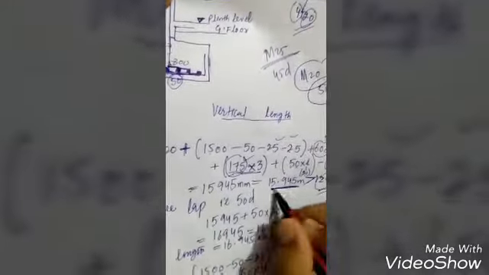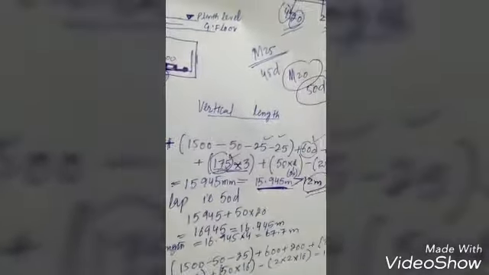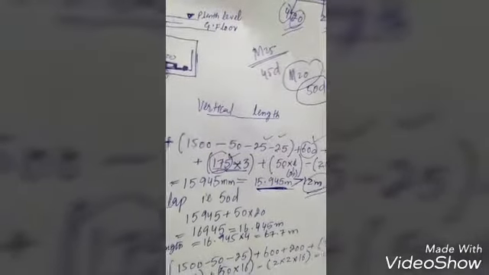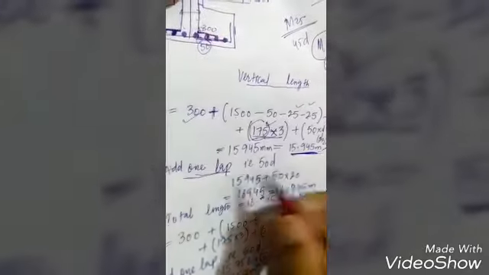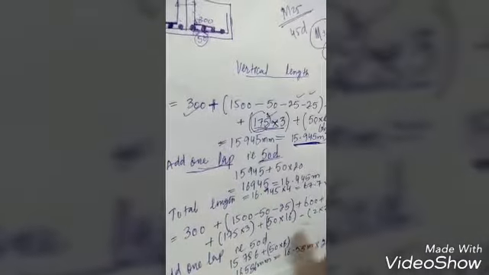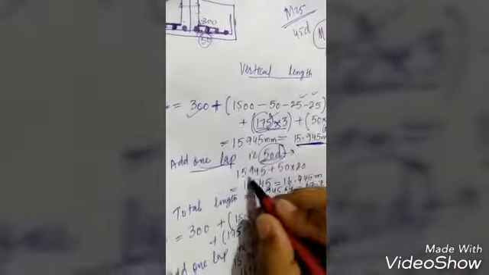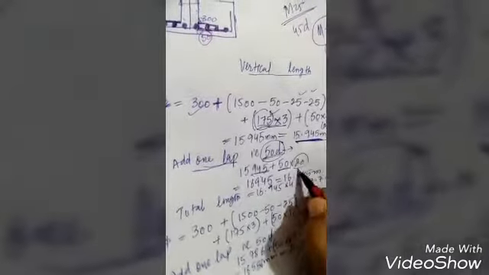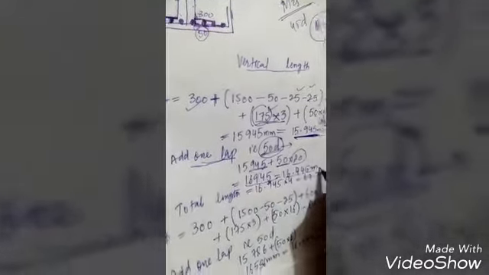Now we come to our topic. We were here. My total length comes to 15.945 meters. It is greater than 12 meters, because the total length of a single bar is 12 meters. So I have to give one lap. I will add one lap, and the lap we take here is 50d. The total length is 15.945 plus 50d, where the diameter of the bar is 20, and I get 16.945 meters total.